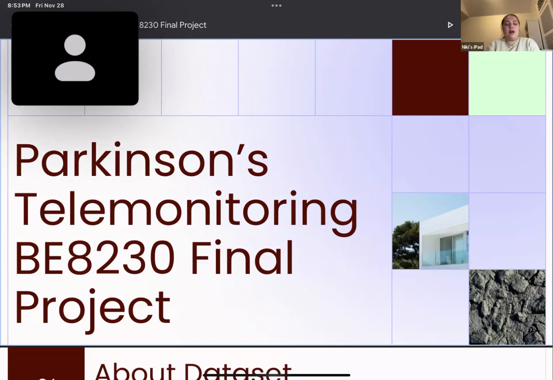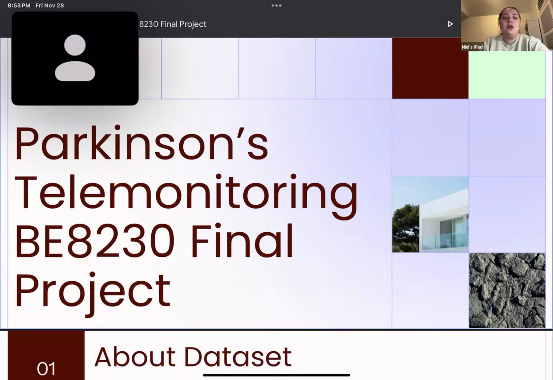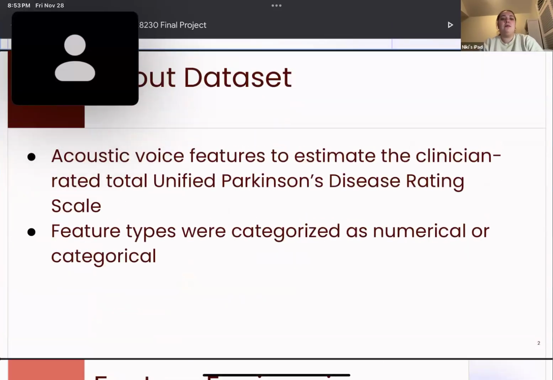Hello, today I will be talking about my machine learning project, which was using the Parkinson's telemonitoring data set to do a regression model. About this data set, it uses acoustic features to estimate the clinical rated total Unified Parkinson's Disease Rating Scale, or UPDRS. It had features that were categorized as numerical or categorical.